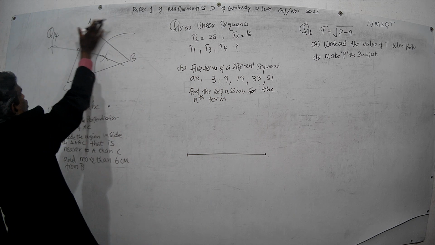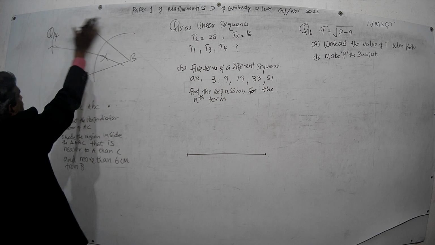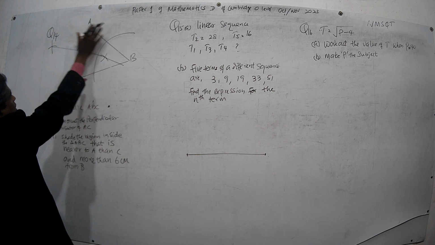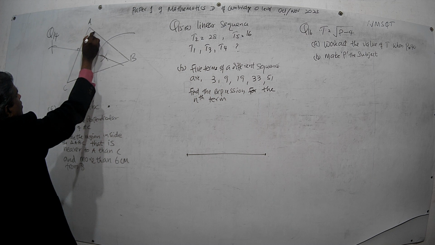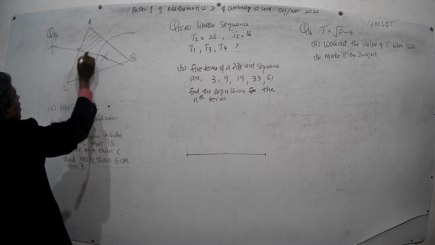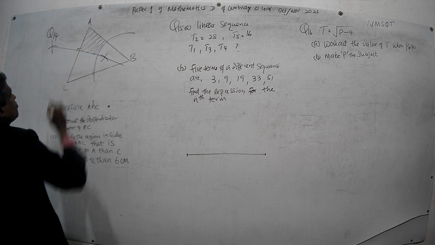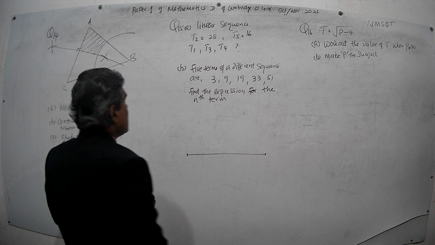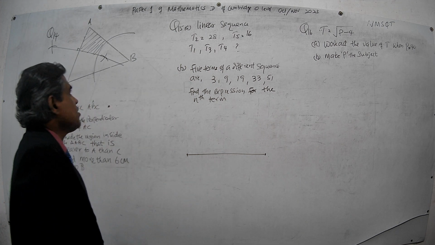And a common area for both those areas will be this part within the triangle. Right. That is it. Then go to question 15a.